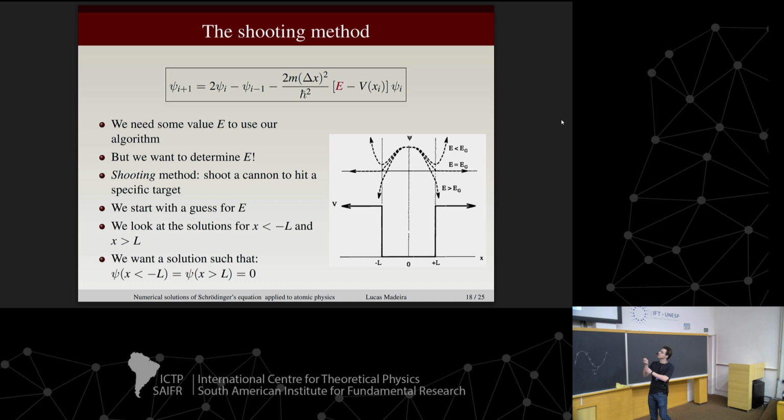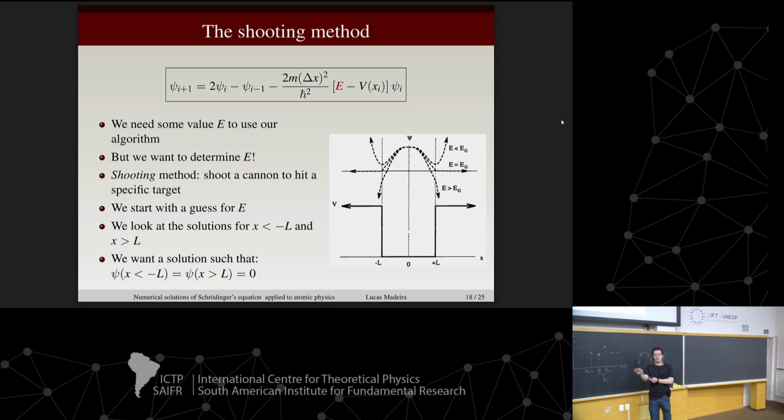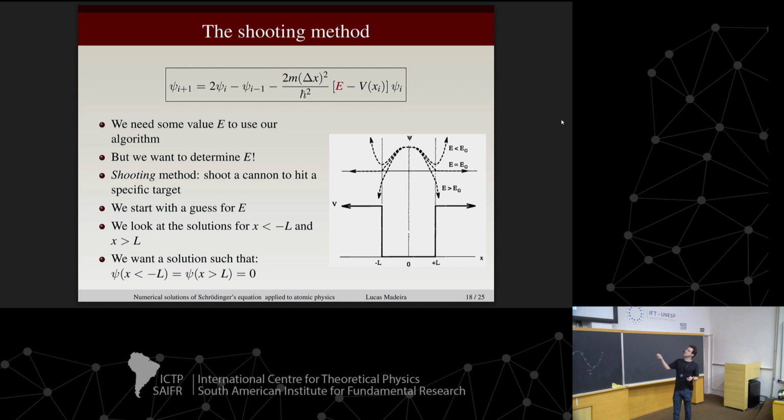This method that I'm going to talk about now is called the shooting method, because it's similar to shooting a cannonball from a cannon, and you want to hit a specific target. So I want to hit that chair over there. It's not every angle, every initial velocity, that's going to hit that chair. It has to be a really specific value. Here, it's the same idea. If I start my algorithm here at the middle of the box and walk towards, say, the right side of the well, what I want is my wave function to go to zero precisely at the boundary of the well. Not before, not afterwards. I want it exactly at that point to be zero, and to be zero everywhere outside of the well. So it's like shooting a cannonball that I want to hit this x equals L here, okay? So that's where the name comes from.